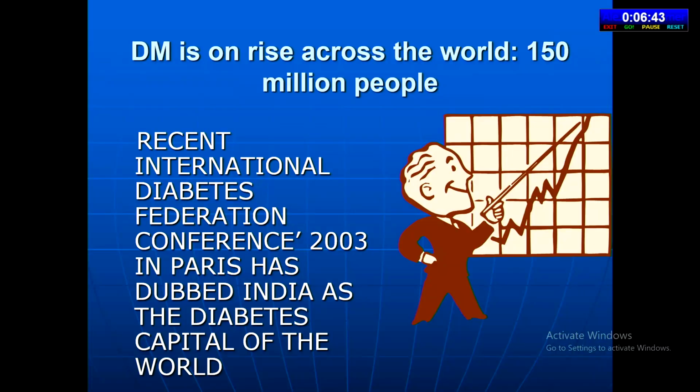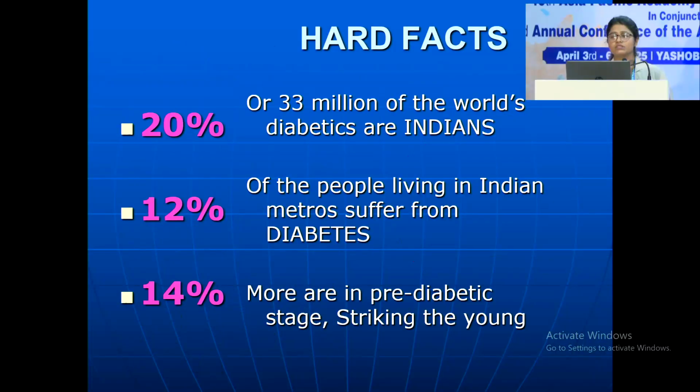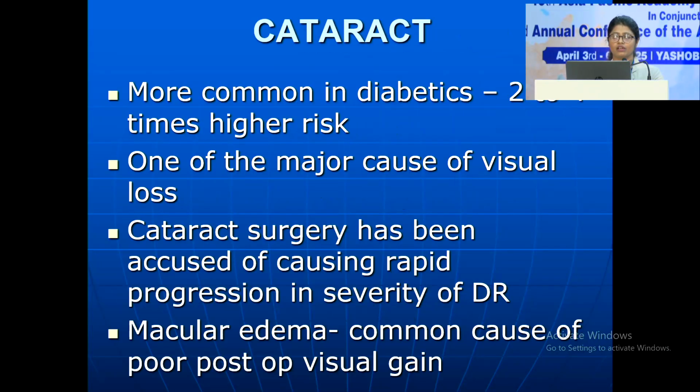Diabetes mellitus is on the rise across the world, 150 million people. 20% of the world's diabetics are Indian. 12% of people living in Indian metros suffer from diabetes. 40% more are in the pre-diabetic stage, striking the young. Cataract is more common in diabetes, with a 2 to 4 times higher risk, and diabetes is one of the major causes of visual loss.